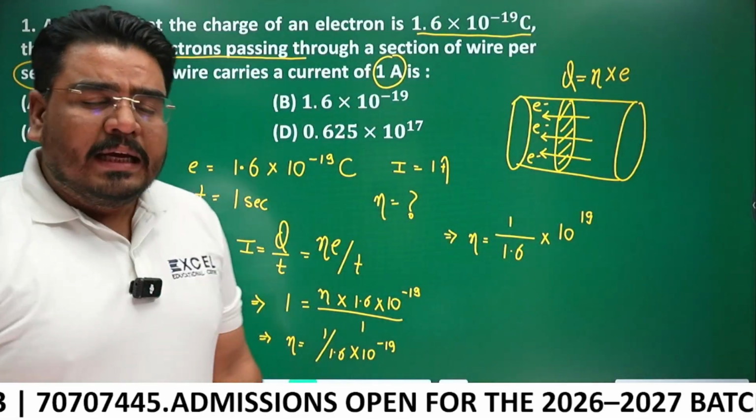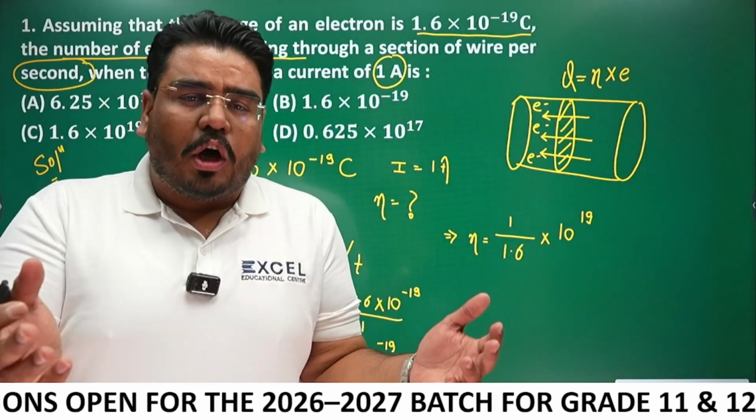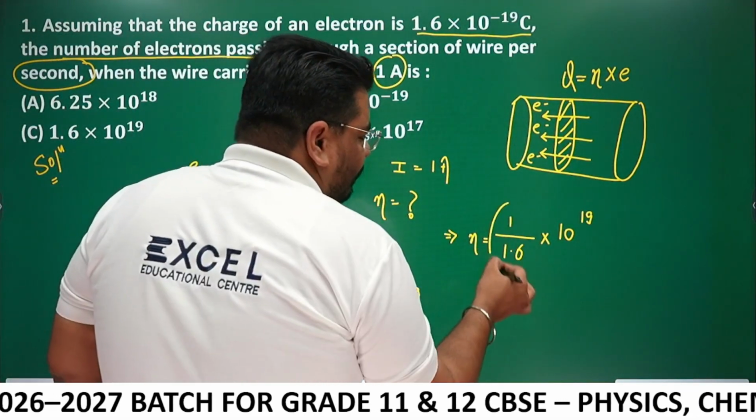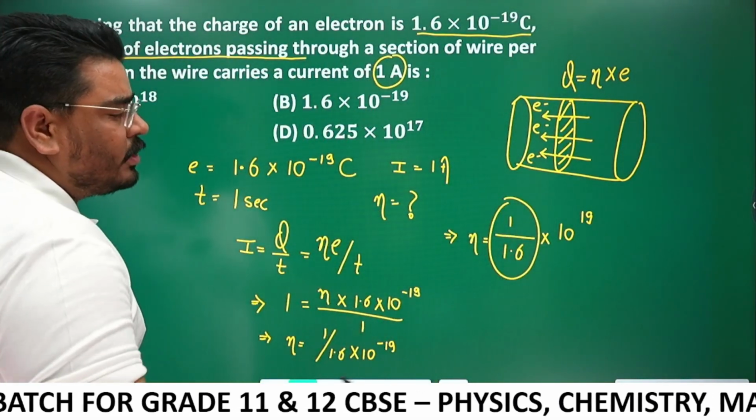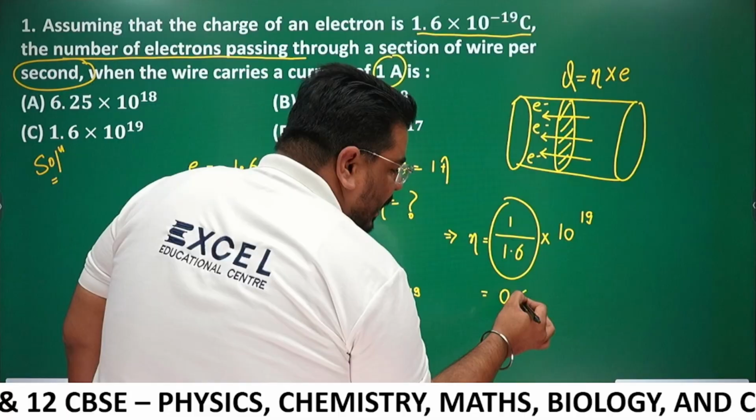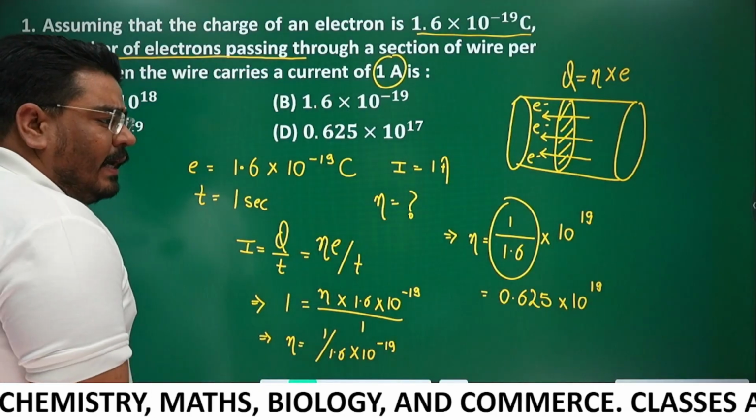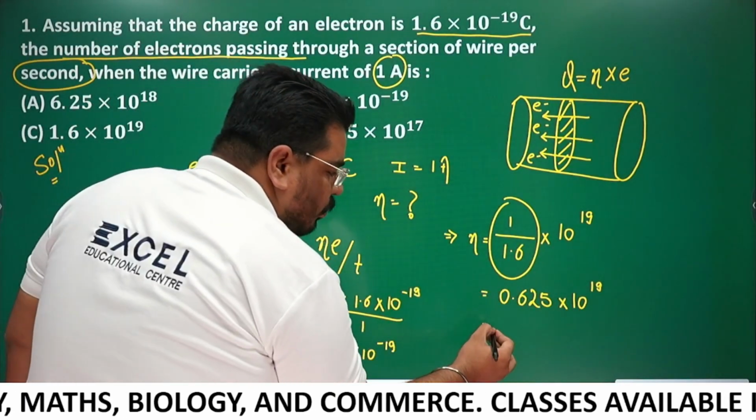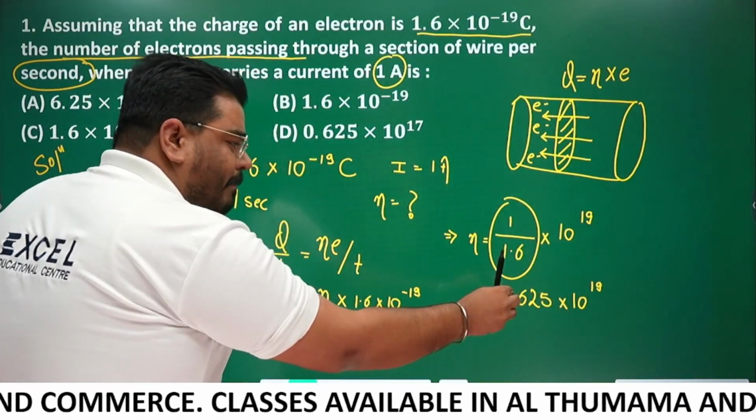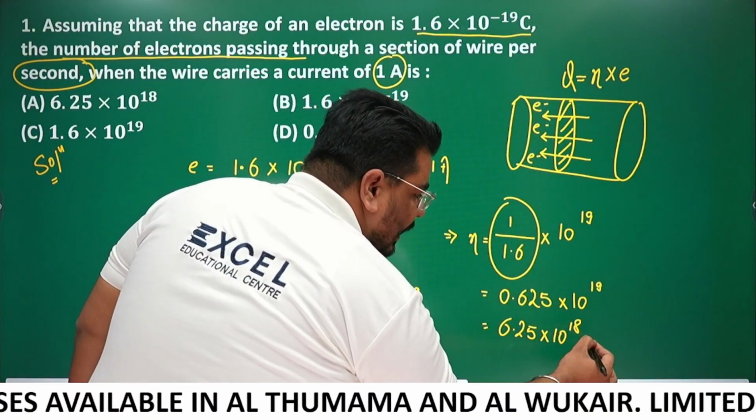Now my dear students, basically you have a division here, 1 divided by 1.6. If you try to solve it, you can write it down as 10 by 16 as well. But my suggestion is to remember this result, because this is a very standard result that every student should remember, that 1 by 1.6 is equal to 0.625 into 10 to the power 19. If I take 1 ten out of this 19 and multiply with 0.625, I will get 6.25 × 10^18 electrons.